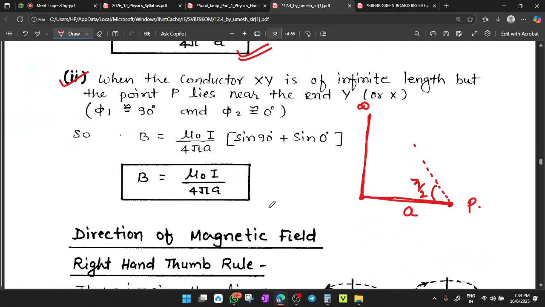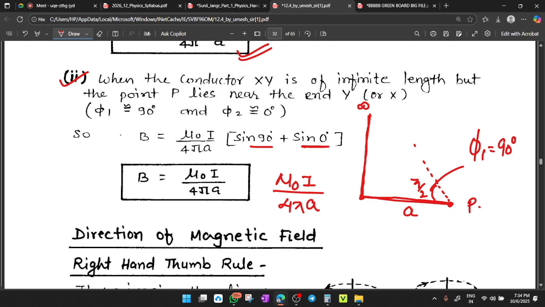So place here phi 1 equal to 0 degrees. Sorry, phi 1 equals 90 and phi 2 equals 0. Clear? So phi 1 equals 90 degrees. The upper angle is phi 1. So phi 1 equals 90 and phi 2 equals 0. So the answer is mu naught upon 4 pi a times sine 90 plus sine 0. Sine 0 becomes 0 and sine 90 equals 1. So your answer equals mu naught I upon 4 pi a. Clear?